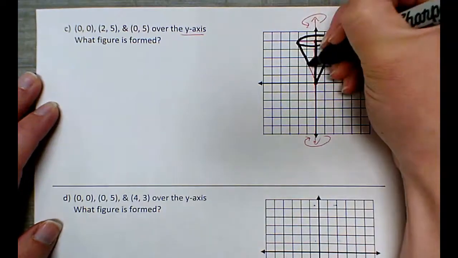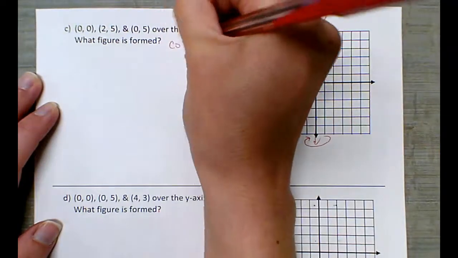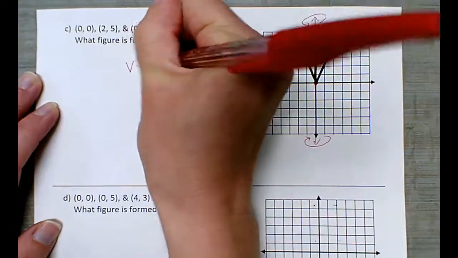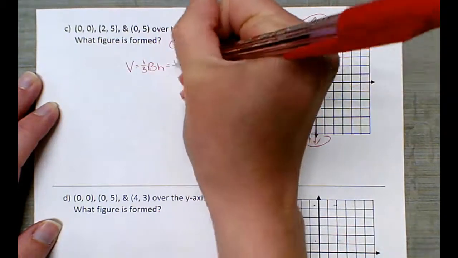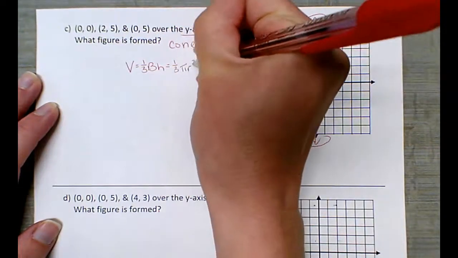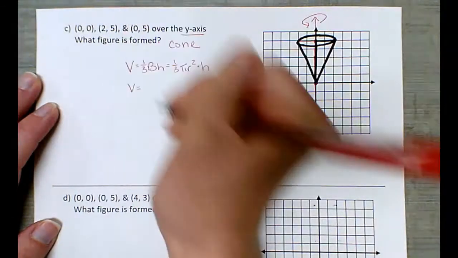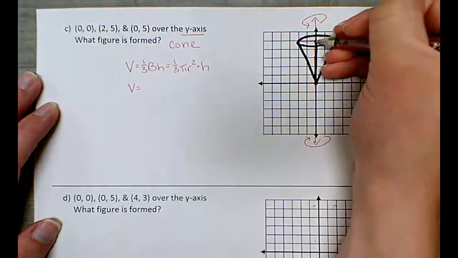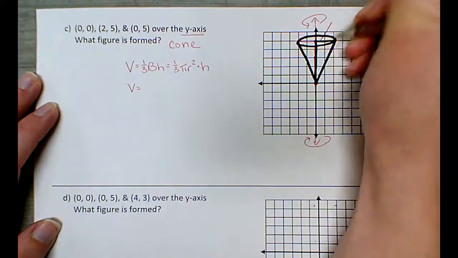So what figure is formed? This is a cone. The formula for the volume of a cone is 1/3 area of the base times the height. And the area of the base would be the area of a circle, so pi r squared gets inserted for the area of the base. So let's find all of the dimensions. The first dimension we need is the radius. That's the distance from the center of the cone to the circle's edge. So that's 1, 2 units.